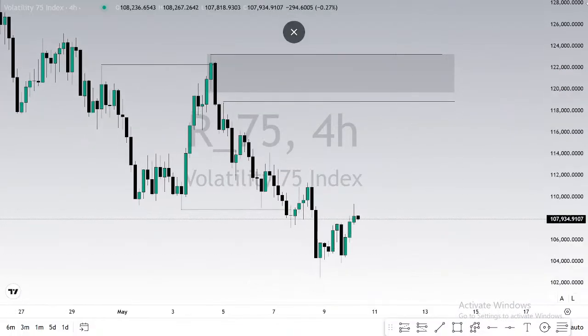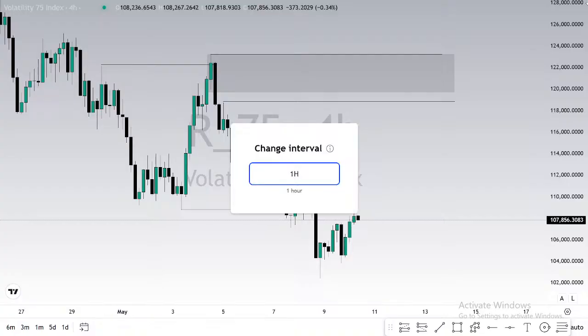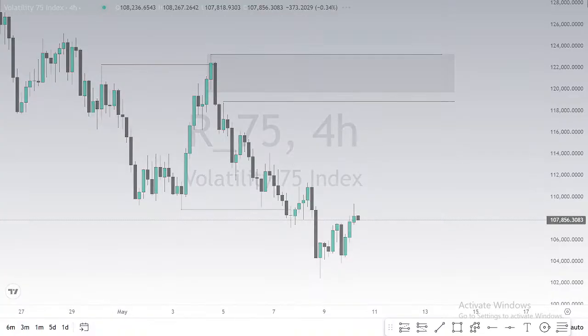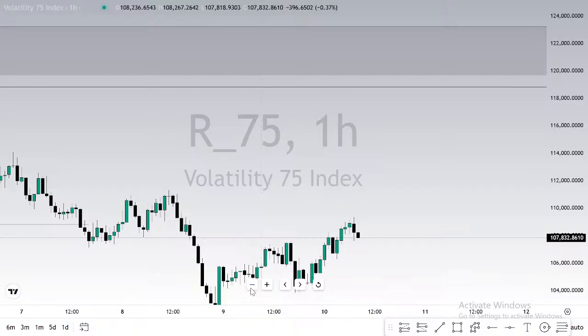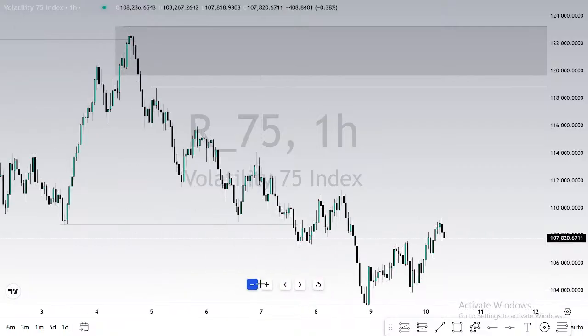But remember, this is 4 hours time frame, and you obviously do not want to wait until market gets to 4 hours before you pick a trade. So what I'm going to be doing is I'll go to my 1 hour or 30 minutes time frame to see exactly how I can join the current movement of the market. So what is the current movement of the market on the 1 hour time frame? This is the current movement.